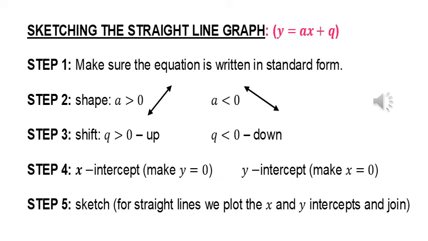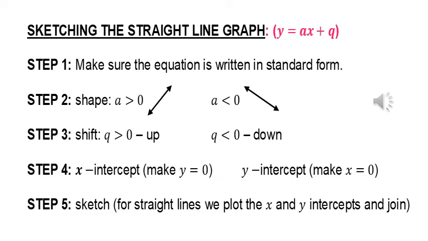Then the fourth step, which is very important, and in grade 9 they refer to this as the dual intercept method. What you're going to do is you're going to find your intercepts for your graph. So you're firstly going to find your x-intercept, and you're going to do that by making y equal to 0. And then the second thing you're going to do is find the y-intercept, and you're going to do that by making x equal to 0. And that should leave you with 2 coordinates.